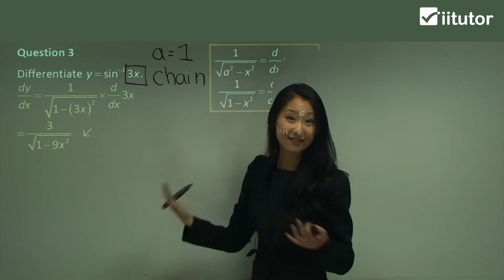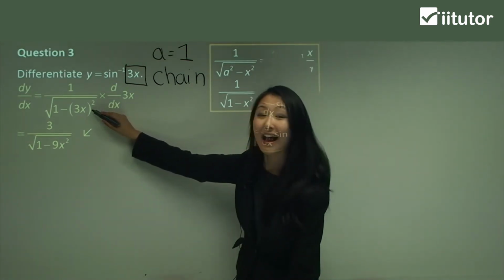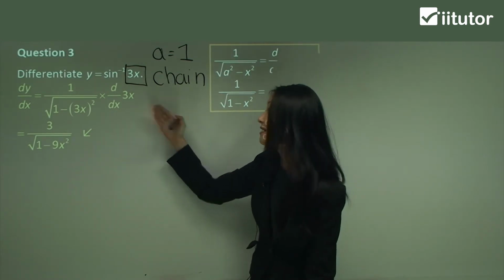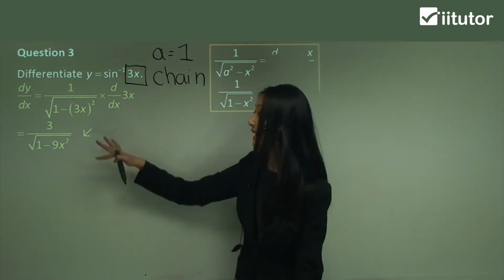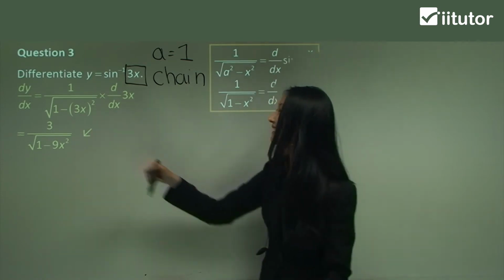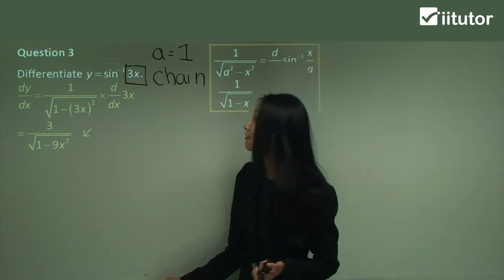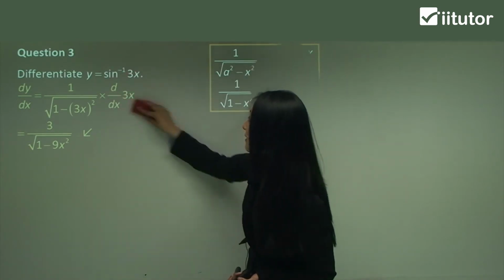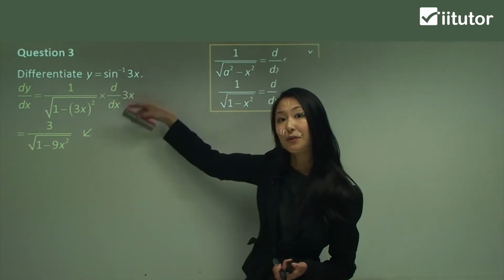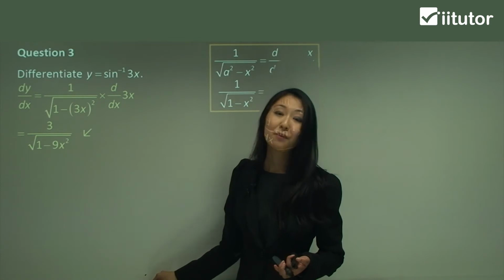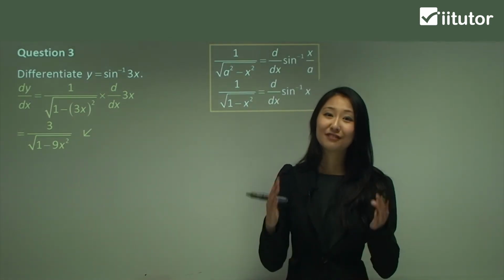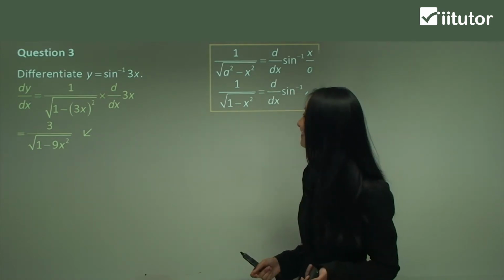So now I just simplify. This becomes 9x squared, and the derivative of that is just going to be 3. So I can just multiply them together, and that's how we get our answer there. Okay. So the important thing to know from this question is when you have this input here, which is not just x, we need to apply the chain rule to it, okay? You really, really have to be careful with that.